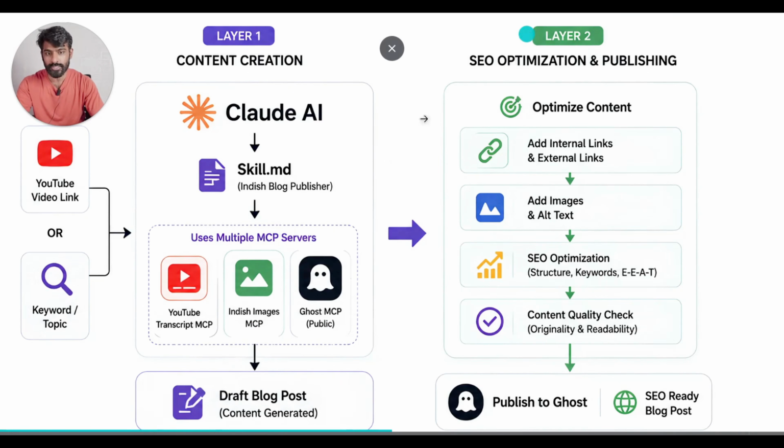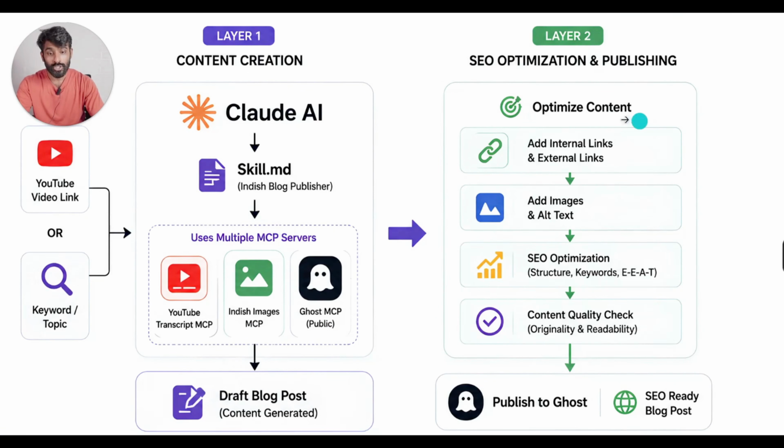So here comes the second step, that is layer 2, SEO optimization and publishing. In the previous step, Claude browses the post, and then it adds internal links and external links in the drafted blog post. So it will add the internal links and also add the external links, searching the web for the relevant external links it can add here.